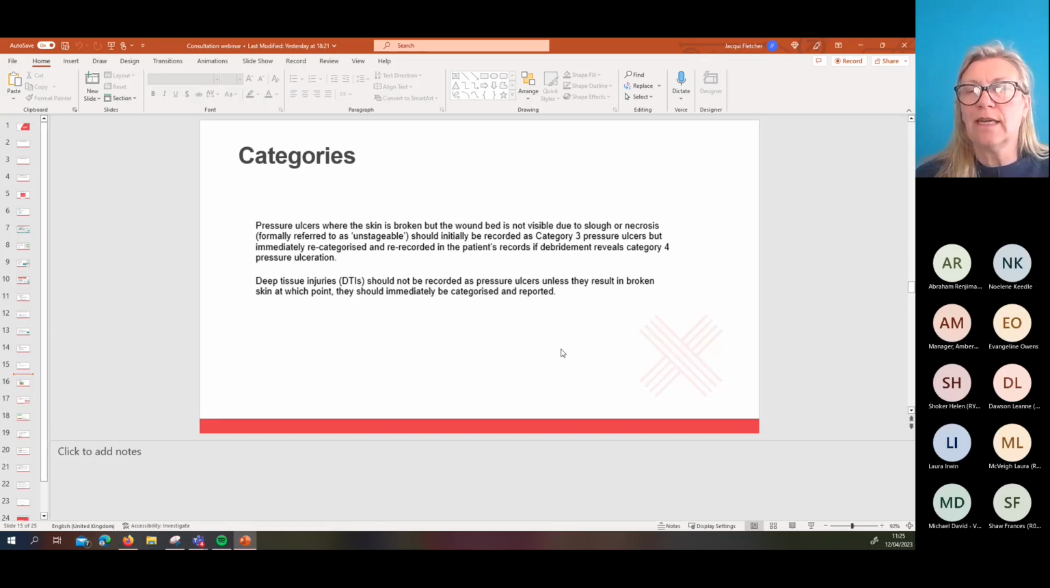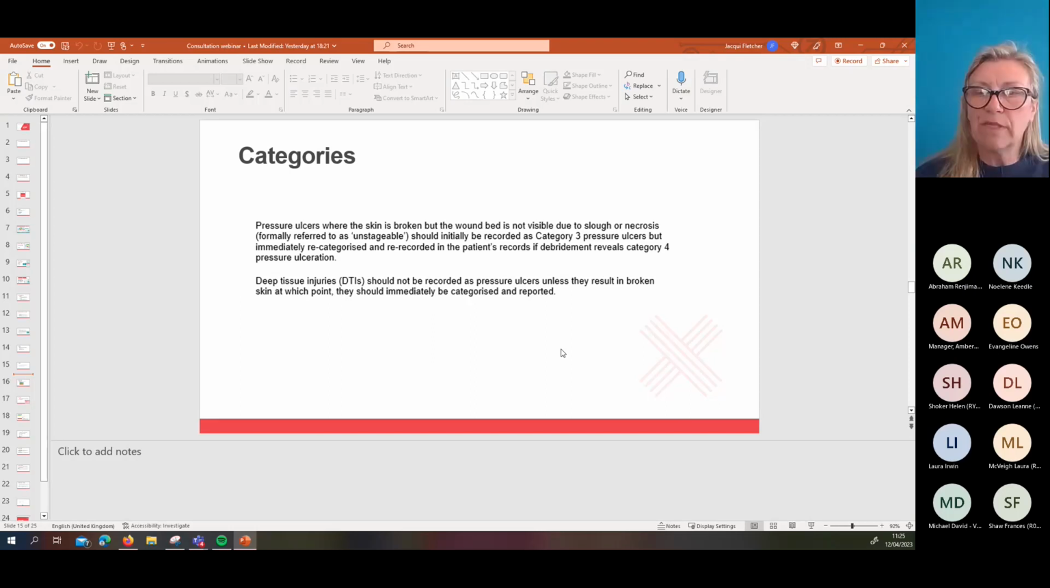But if you look at the international guidelines that give you the definition of what an unstageable wound is, you will see that it says it must be full thickness skin loss. So you've lost both the epidermis and the dermis. If you look at the definition of a category 3 pressure ulcer, that is also full thickness skin loss. So by definition, an unstageable must be at a minimum category 3.